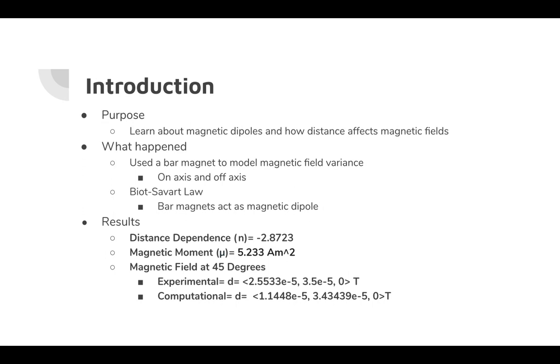As an introduction, the purpose of this lab was to learn about magnetic dipoles and how distance affects them. We used a bar magnet to model the magnetic field variance on axis and off axis, and then the Biot-Savart law to calculate B fields at these locations.